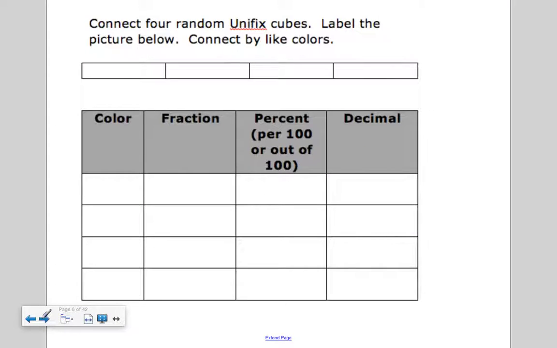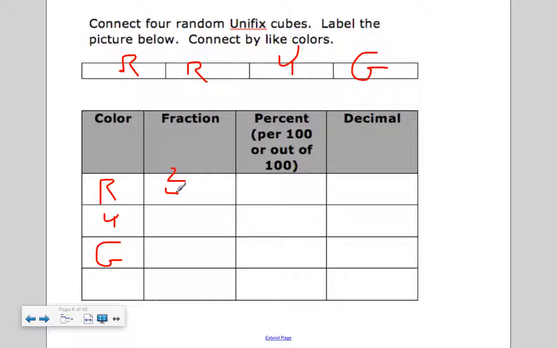So, in this activity, you will be given some Unifix cubes. You will connect them by color. For example, red, red, yellow, green. So I have red, yellow, and green. What fraction of my Unifix cubes are red?